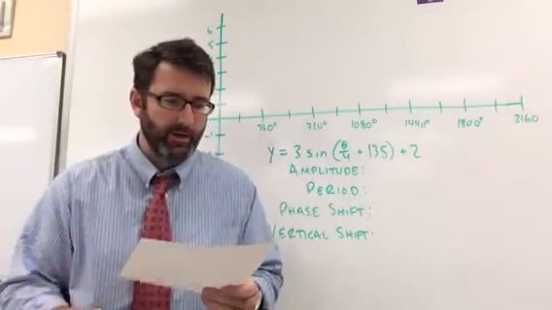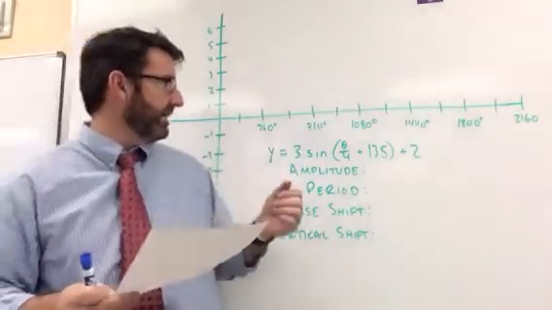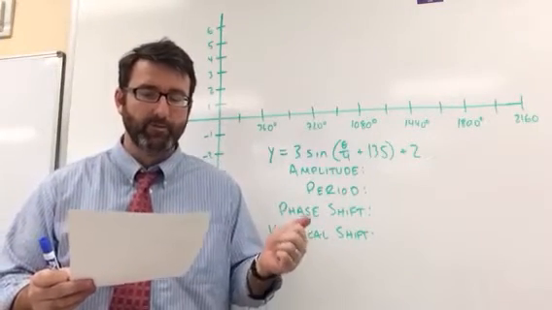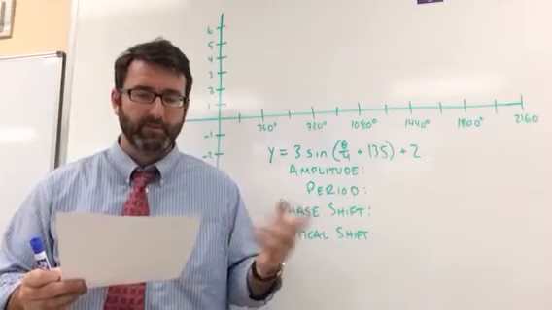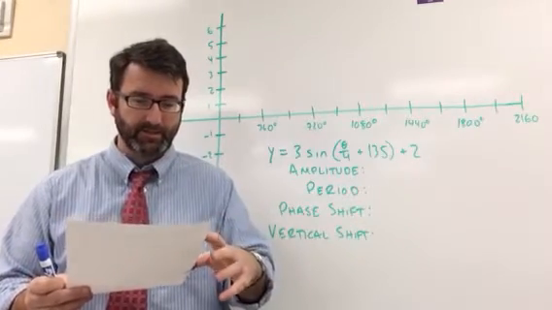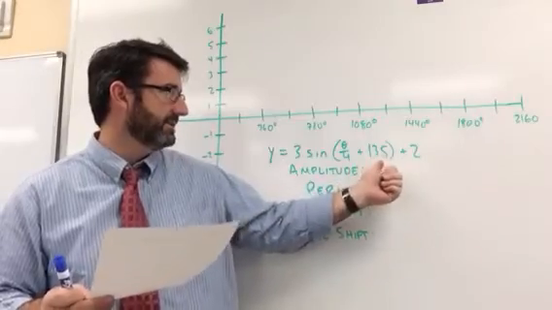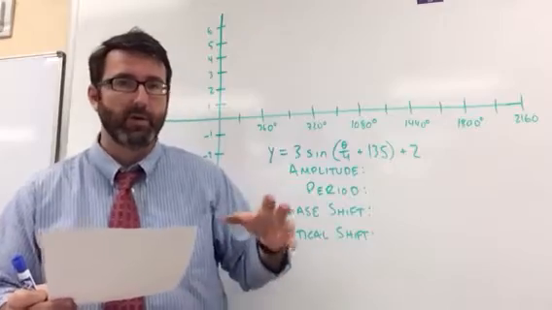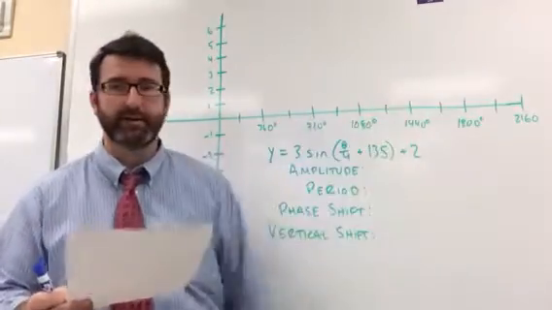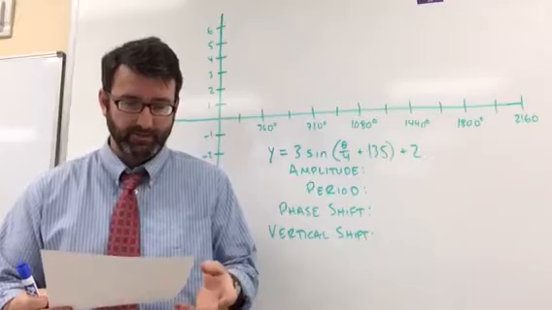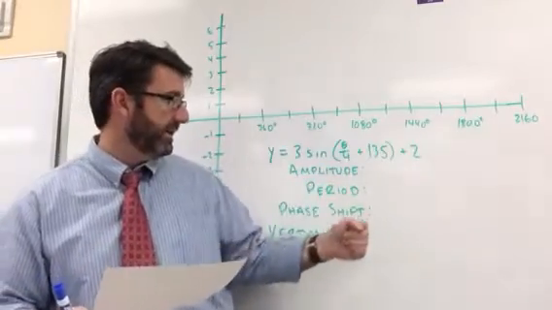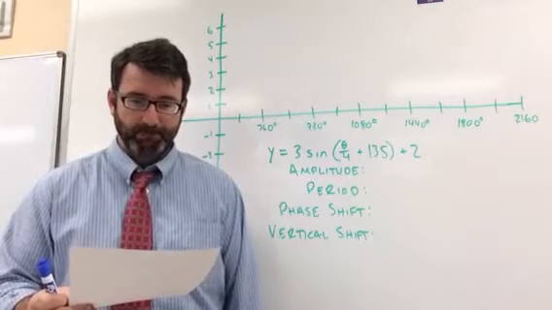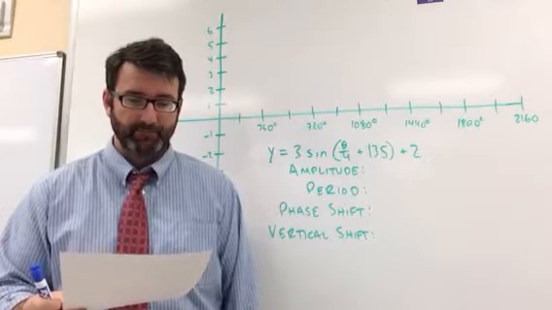All right, number one, we have this equation here, y equals 3 times the sine of (theta over 4 plus 135) plus 2. You'll notice this 135 is in degrees. We're given this graph in degrees as well. So what we're trying to find here is all of this stuff in degrees. We're asked to find the amplitude, the period, the phase shift, and the vertical shift, and then sketch the graph.